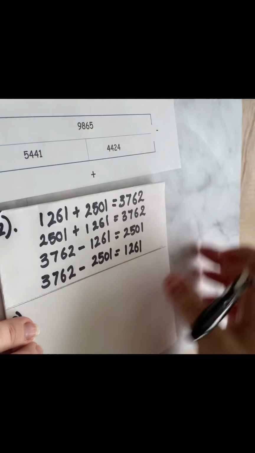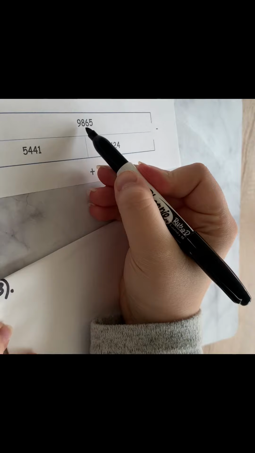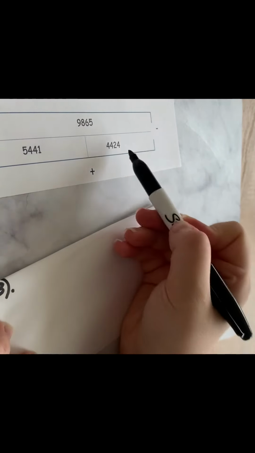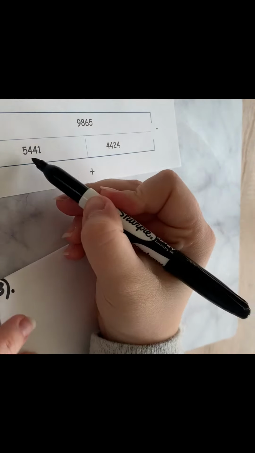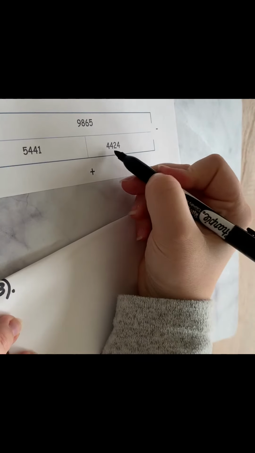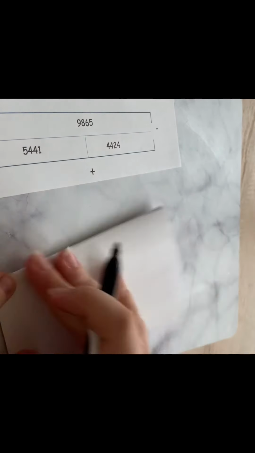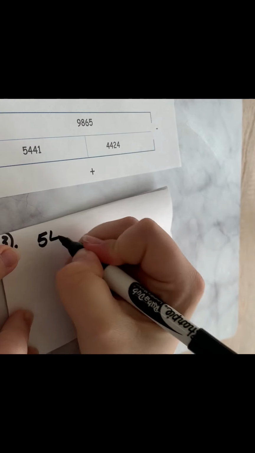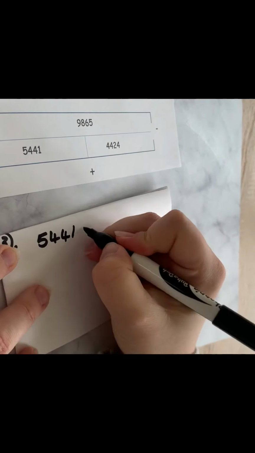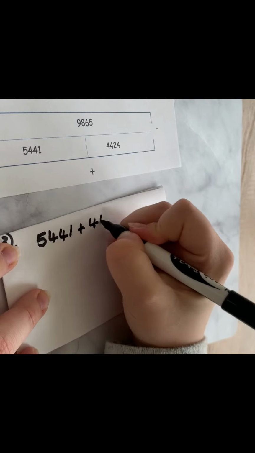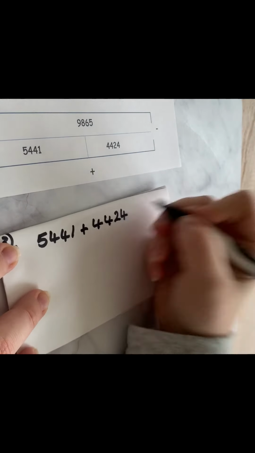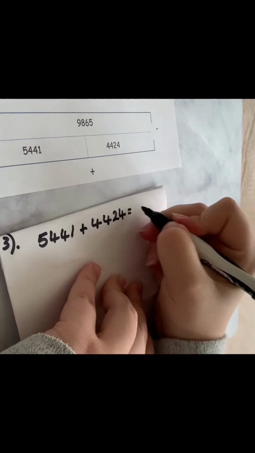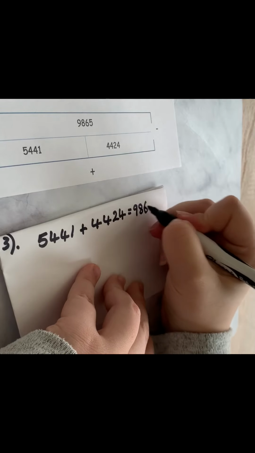Last but not least then, question number 3. So on number 3, my largest number at the top is my whole. I've got 9,865. And the 2 parts that make up my whole, 5,441, 4,424. Starting with my addition number sentences, I'm going to do 5,441 add 4,424, which would equal 9,865.